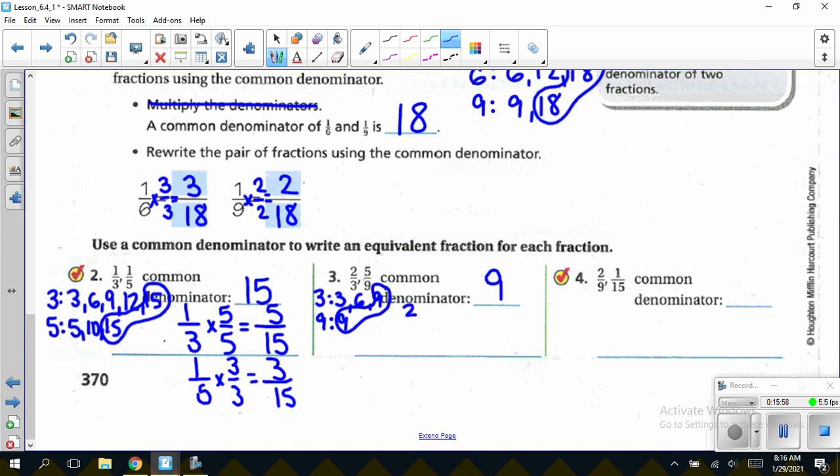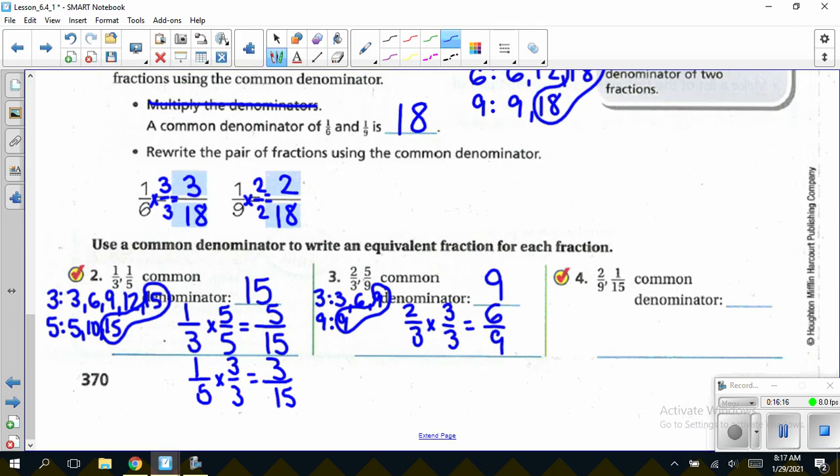So for 2/3, set up my multiplication problem. Again, I want to make sure that denominator is 9. 3 times 3 gives me that 9. So multiply my numerator by 3 as well. So I have the equivalent fraction of 6/9.